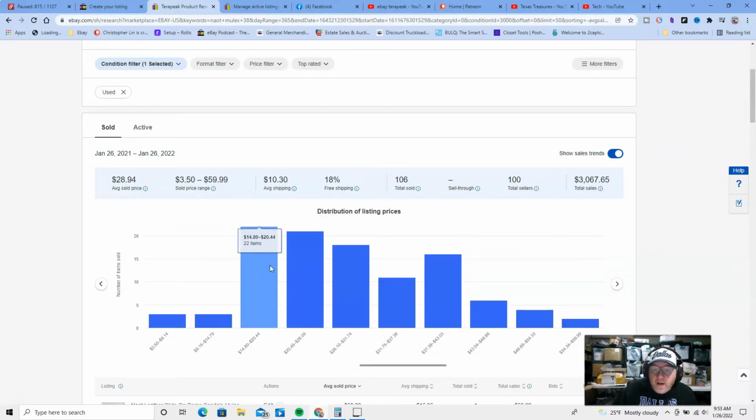Same thing, average sold price, total number sold, and this distribution of listing prices during the year. You can see year round, actually the highest median is in this $14 to $20 range. That to me is still a little bit low. My model, I'm probably going to be selling anywhere between $15 to like $43. Most of the sales are happening in this range. So this is very valuable information right here.